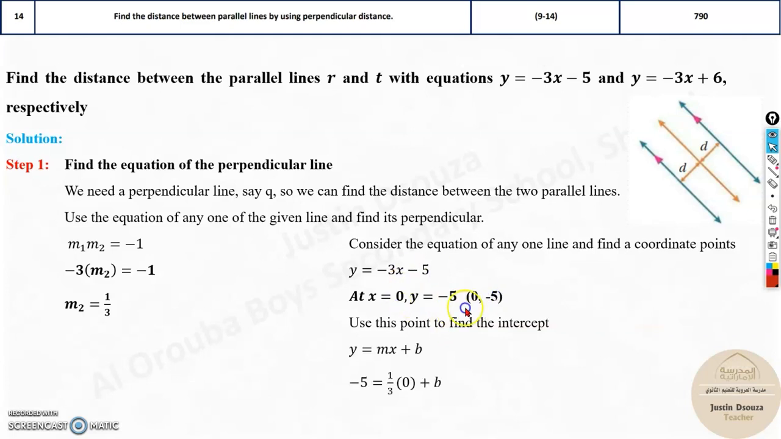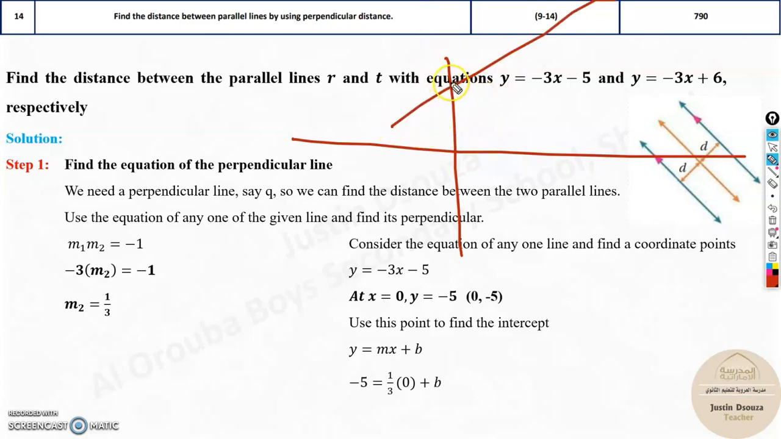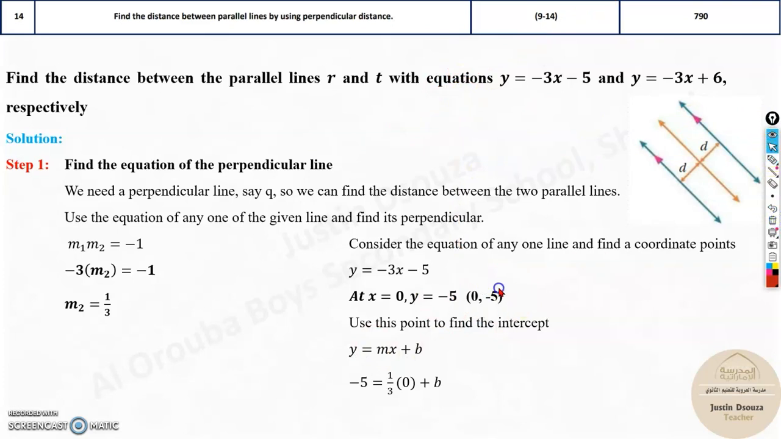Now, this would be the point to find the intercept. Use this point. Now, what does intercept mean? The y-intercept touches the y-axis, right? Whenever x is 0, the y value is the y-intercept. So this is the intercept point. For this equation, we just take x as 0 and find this coordinate point, then substitute this and we can find the b value. The b value would be -5 itself, because this itself is the y-intercept whenever you take x equal to 0.